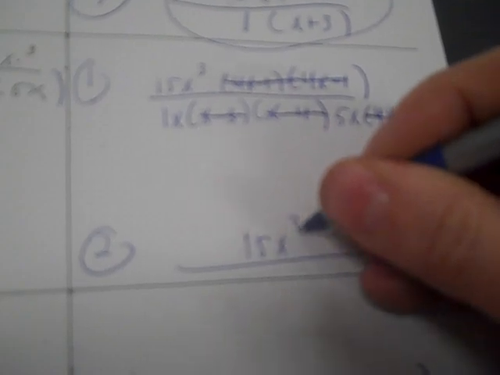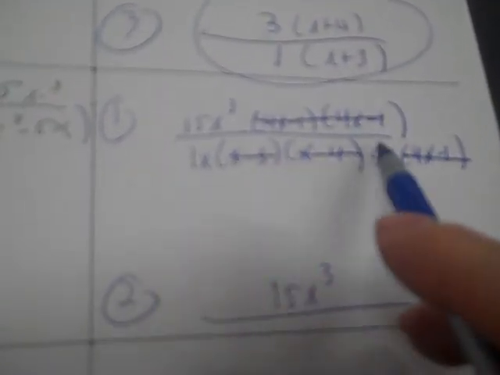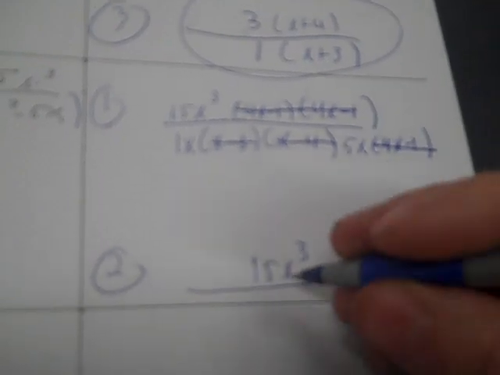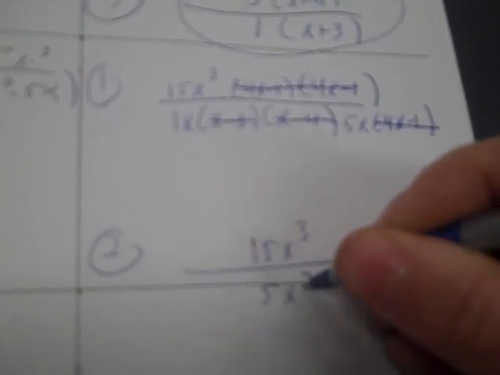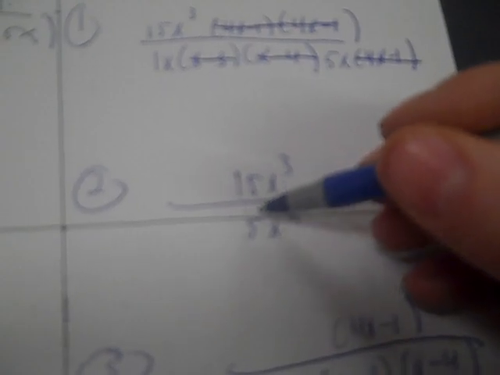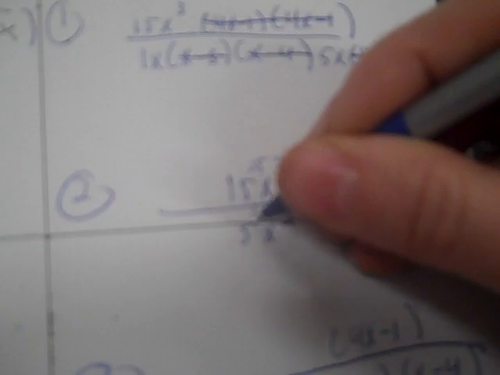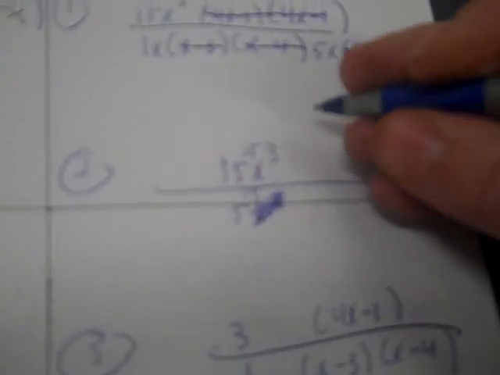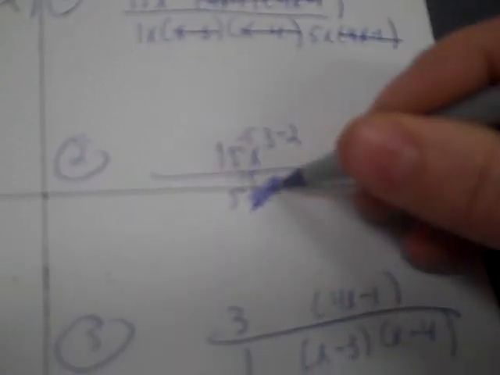Okay, so on top we have 15x to the third. Then on bottom I have a 1x and a 5x. We need to times those, not add them. Okay, that's 5x to the second. Okay, now 15 and 5, the GCF's 5, so we divide by 5. That gives me 3 and 1. Now with the x's, I take the smaller one away and then subtract 2, whatever that was, from the bigger one. That's x to the first, which is just x.